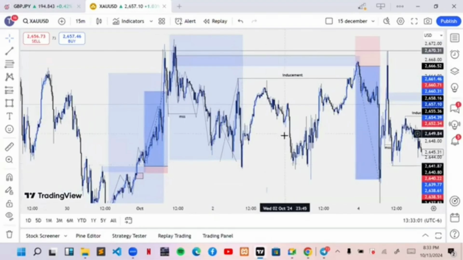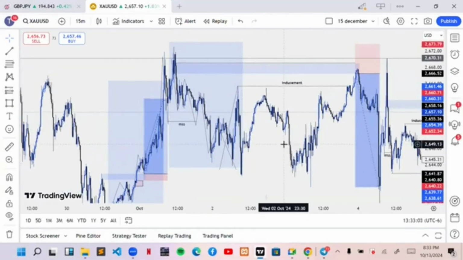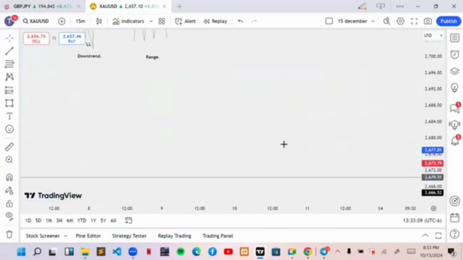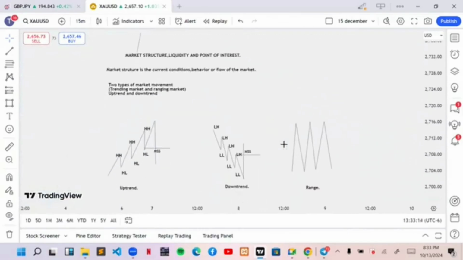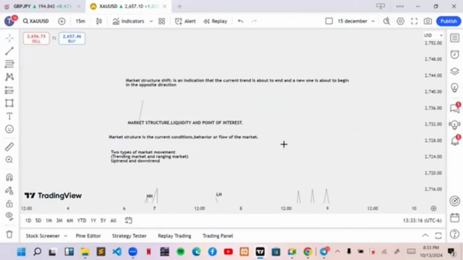So first of all, that is the structure part of your strategy. Now mark out your market structure shift. That is number one part of the strategy. Another thing I pay attention to in the structure part of this strategy is break of structure. So there are two: market structure shift and then break of structure. Market structure shift is an indication that the current trend is about to end and a new one is about to begin in the opposite direction.